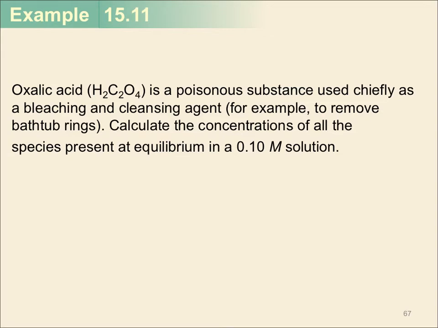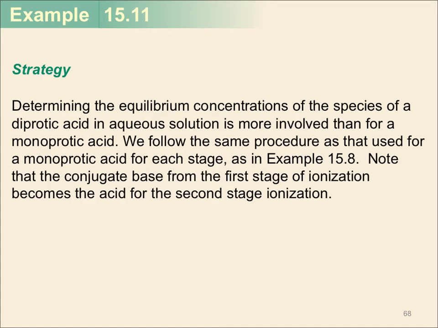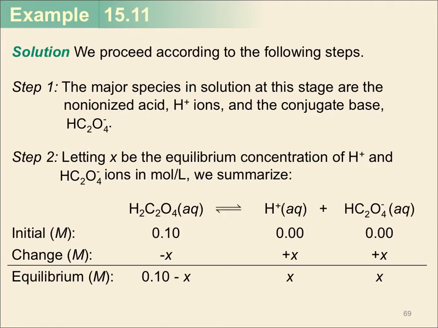So let's do a diprotic example. Oxalic acid is a poisonous substance used chiefly as a bleaching and cleansing agent, for example, to remove bathtub rings. Calculate the concentrations of all the species present at equilibrium in a 0.1 molar solution. All right, so we're going to have to do this stepwise. Each time we do an ionization, we have to determine the concentrations. So the major species in the first step are our oxalic acid, hydrogen ion, and hydrogen oxalate ion. So we start off with 0.1, 0, and 0.